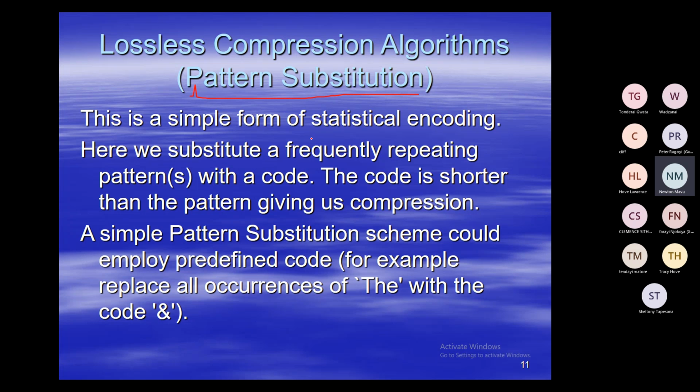Here we substitute a frequently repeating pattern with a code. The code is shorter than the pattern, giving us compression. The simple pattern substitution scheme could employ predefined codes. For example, replace all occurrences of the word "the" in a novel. We know that the word "the" is always occurring. So we can find it as 1, 2, 3, "the" has 8 bits times 3, which is 24 bits. So we can simply find a token like this one to represent 24 bits.